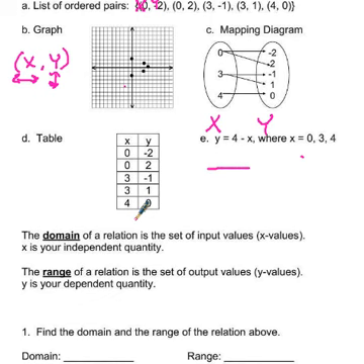So we can find the domain and range for all 4 of those representations at once, because they have all the same domain and range, because they are all the same relation. So when you write the domain, we're only going to look at the x values, only the very first values.